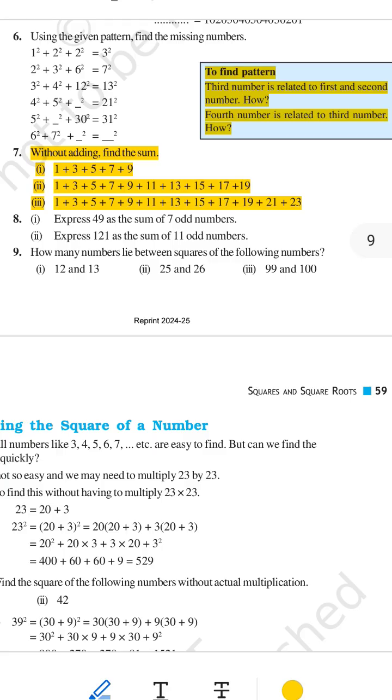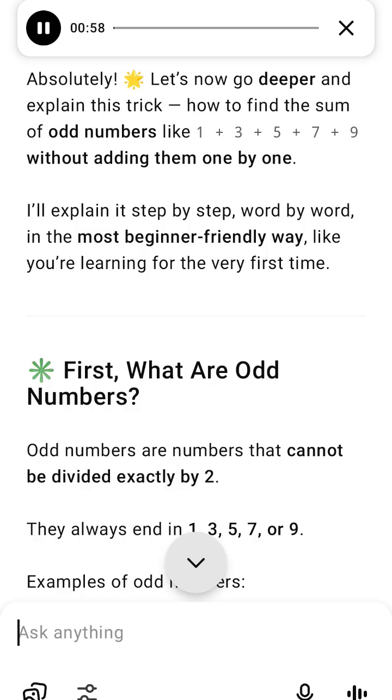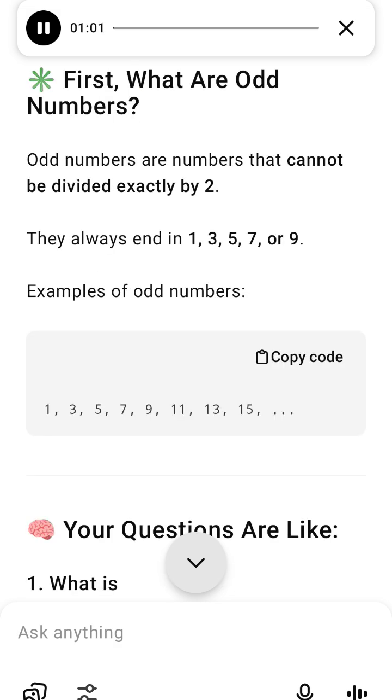Next, 1 plus 3 plus 5 up to 19. Let's write them out: 1, 3, 5, 7, 9, 11, 13, 15, 17, 19. How many odd numbers are here? That's 10 numbers. So the sum equals 10 squared, which equals 100. Answer: 100. Next, 1 plus 3 plus 5 up to 23. Let's write them: 1, 3, 5, 7, 9, 11, 13, 15, 17, 19, 21, 23. That's 12 numbers, so the sum equals 12 squared, which equals 144. Answer: 144.